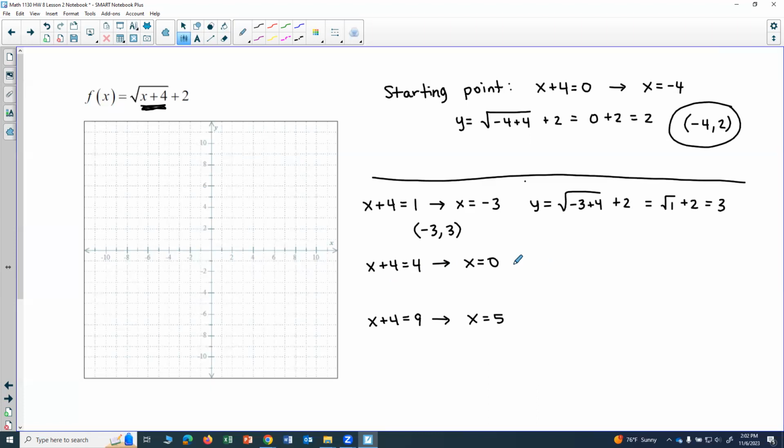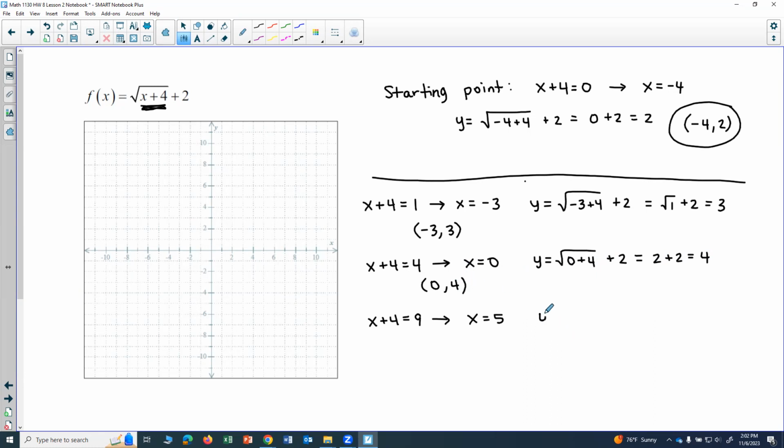All right, now let's look at x equals 0. I'll get y equals the square root of 0 plus 4, and then plus 2 outside of the radical. So that's a square root of 4, which will give me 2 plus 2 equals 4. So now my ordered pair is x equals 0, y equals 4.